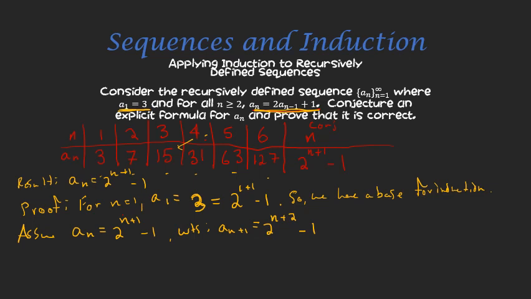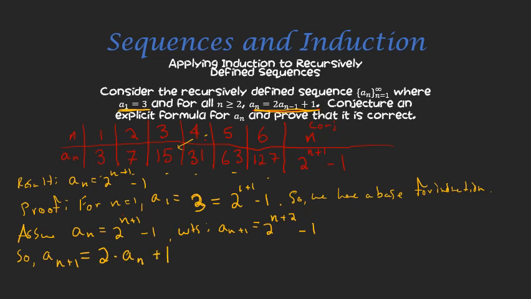So we have now our induction hypothesis that a sub n is 2 to the n plus 1 minus 1. And we want to show this. So let's start with a_{n+1}, and we'll write it like 2 to the n plus 2 minus 1. So a_{n+1} is, so use the recursive definition. We know that it's 2 times the previous term, a_n, plus 1.